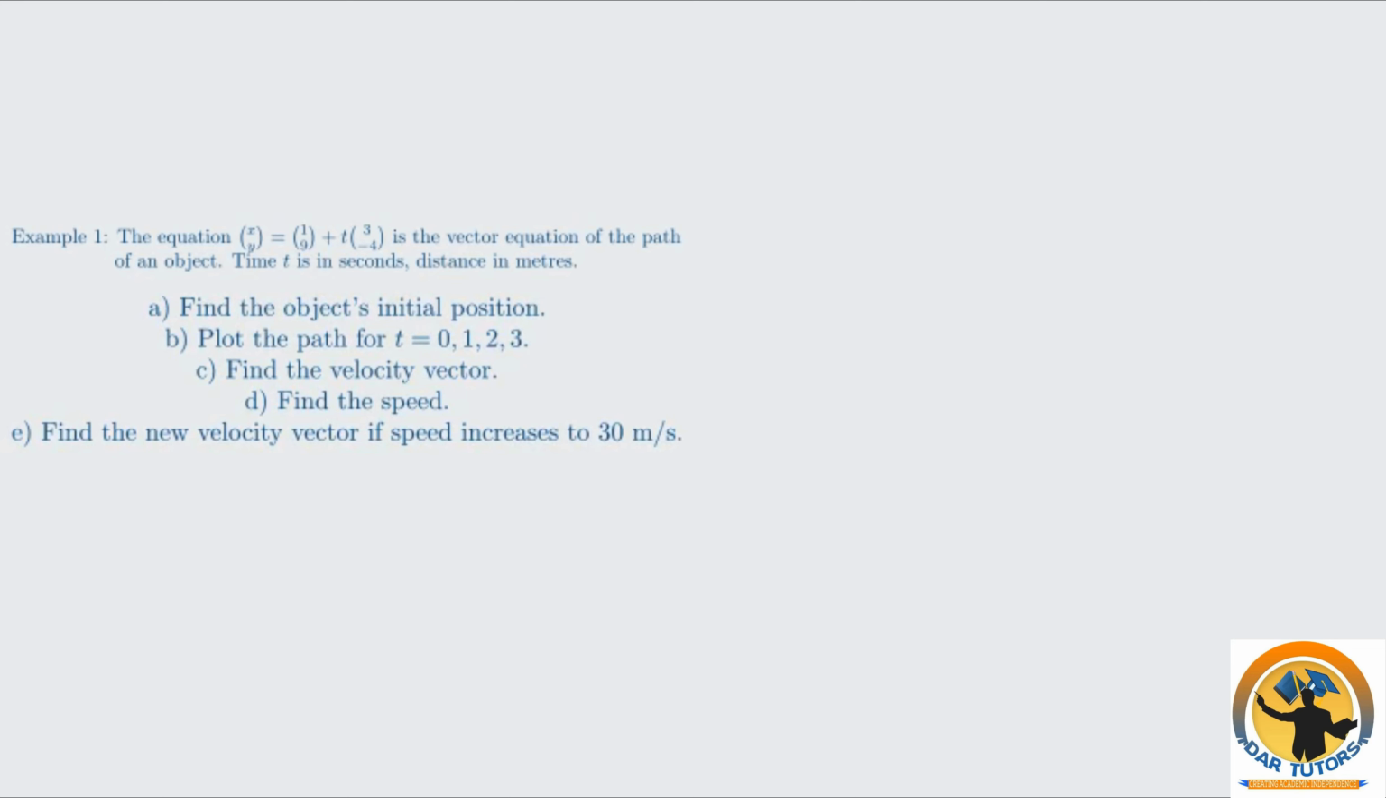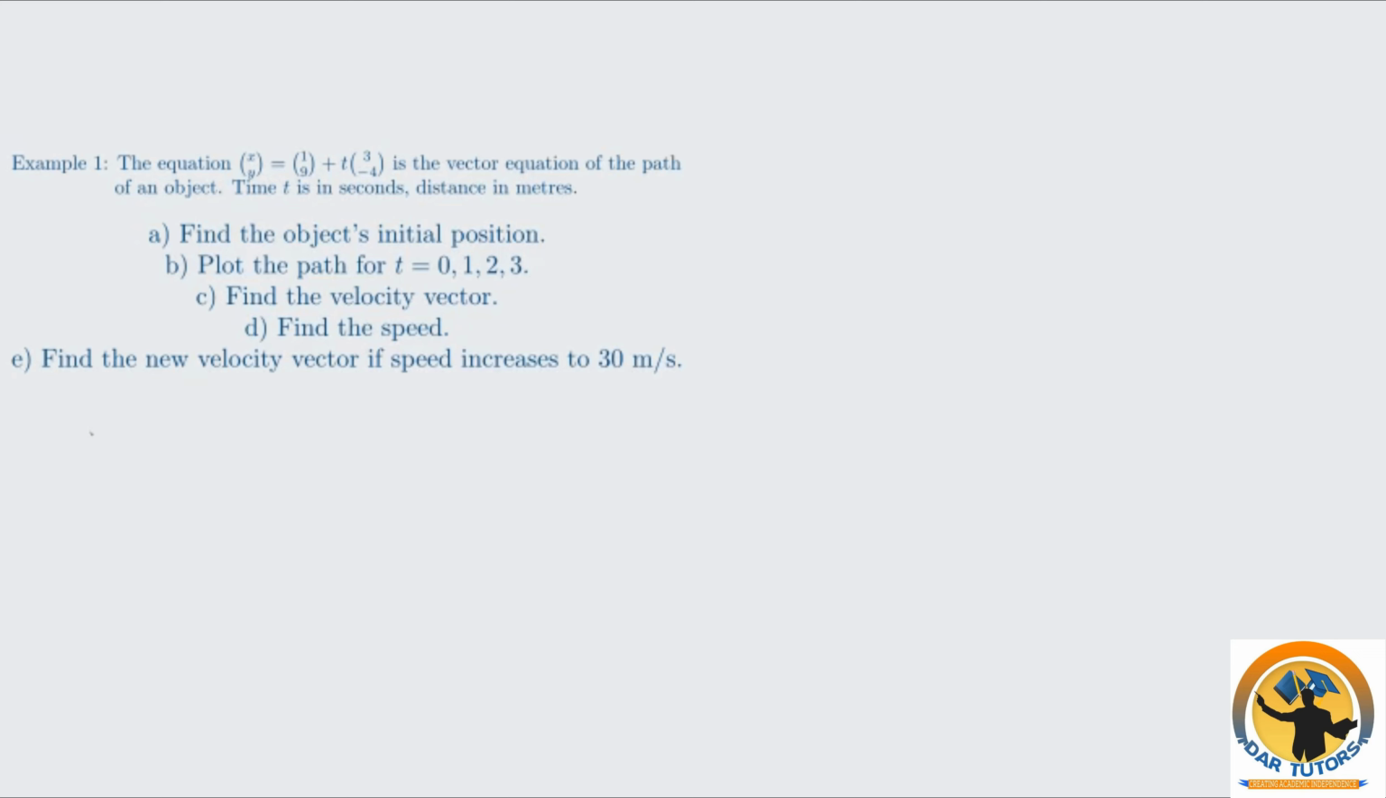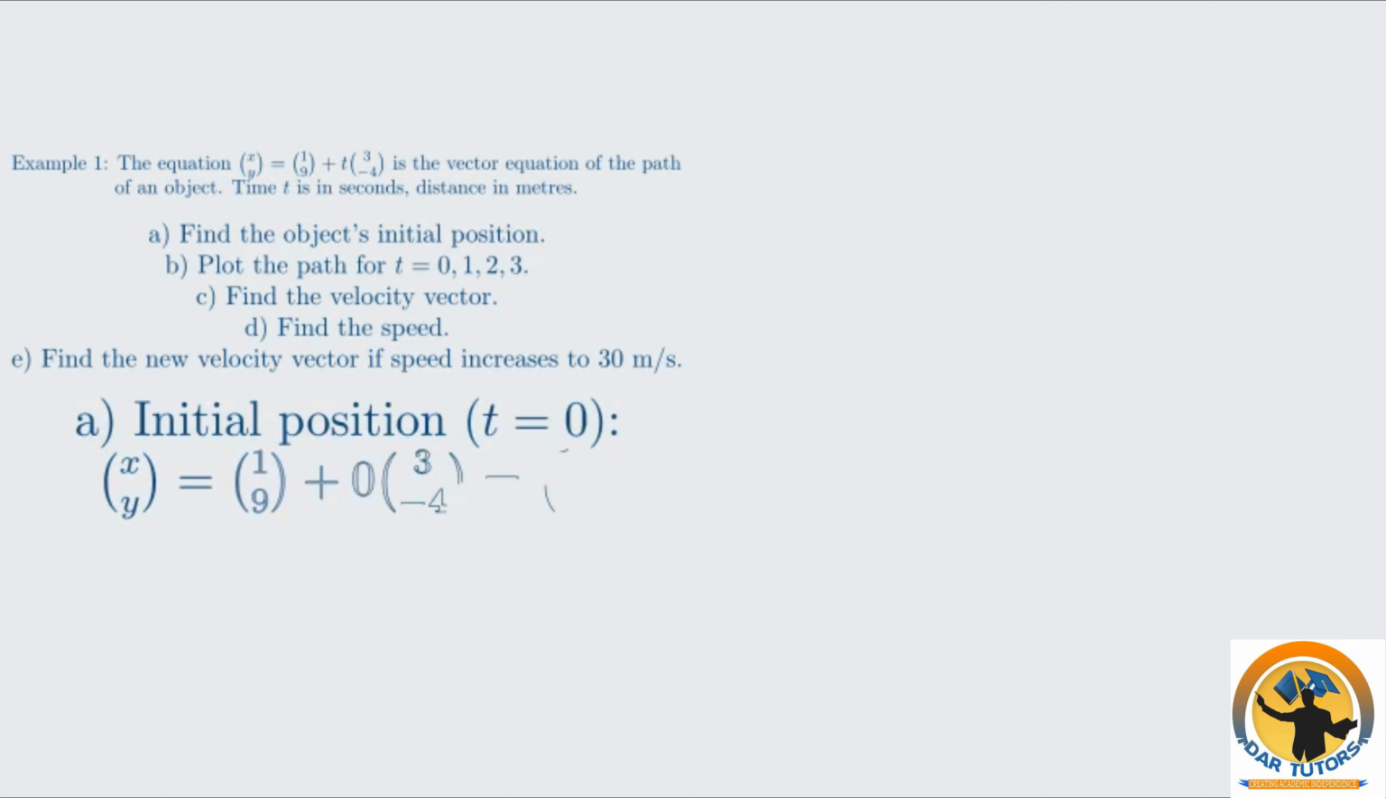Let's start with part A, the initial position. The initial position occurs at time t equals 0. Substituting t equals 0 into our equation, the t times b term becomes the 0 vector. This leaves us with the initial position vector, which is 1, 9. So the object starts at the point 1, 9.